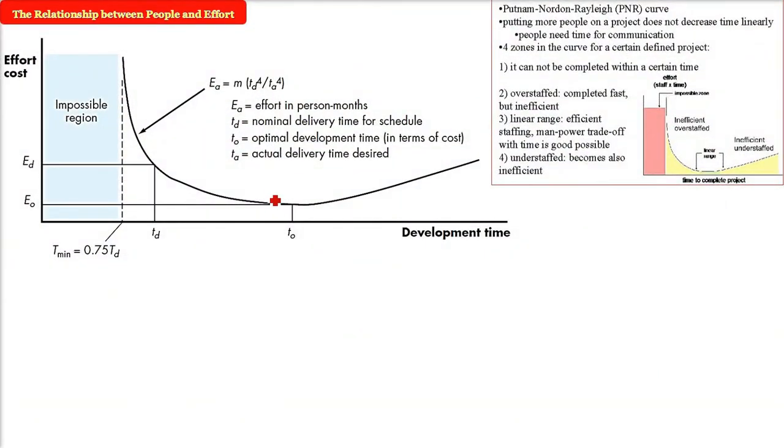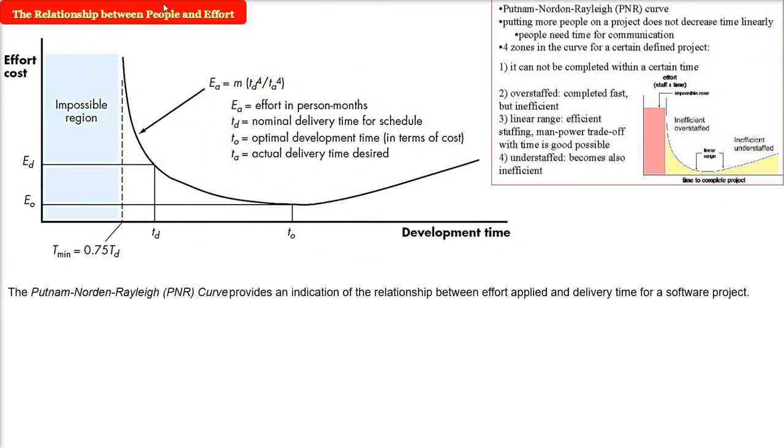The relationship between people and effort. Now this figure is very important. This is a PNR curve. This stands for Putnam, Norden and Rayleigh curve. And this is giving an indication of the relationship between the effort, which is actually the cost also, effort applied on the y-axis, and on the x-axis you see the delivery time for the software project.